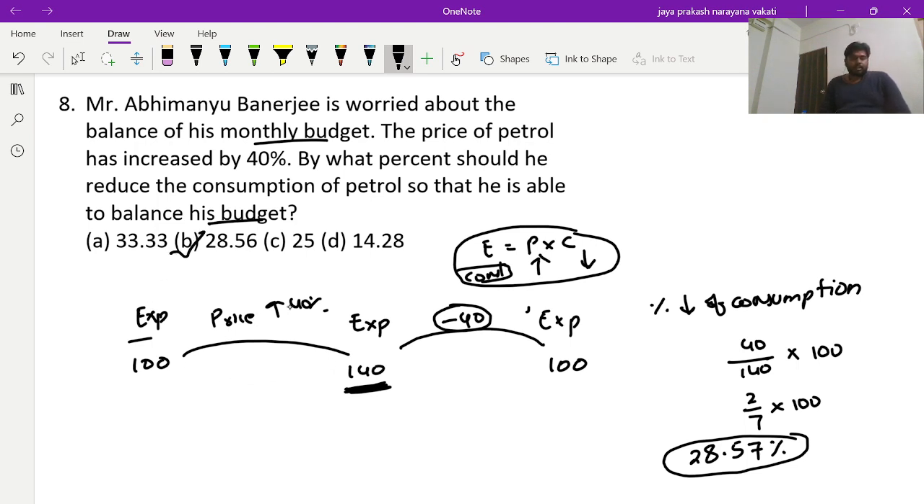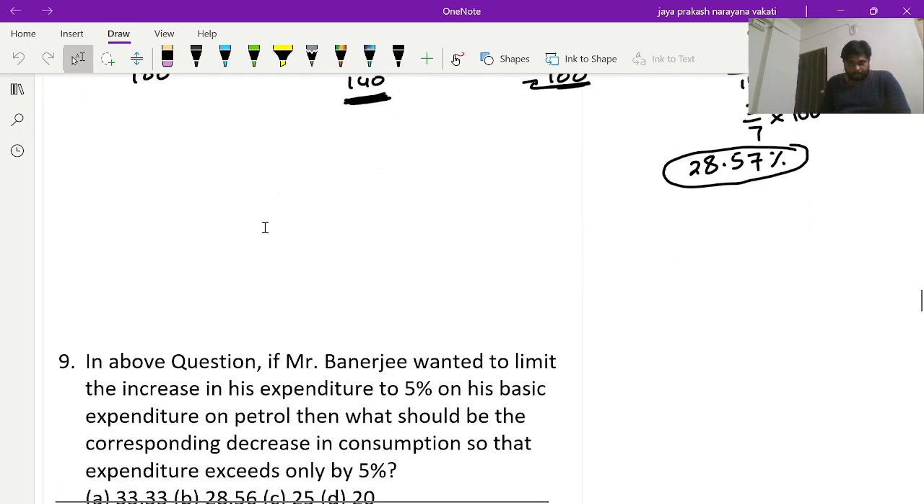I hope you understood this thing, guys. Because the price increased by 40%, it became 140, but you don't want to spend 140 rupees, you need to spend only 100 rupees. So that means you need to reduce your cost by 40 rupees. How? By reducing your consumption. So minus 40 upon 140 into 100. So let me go with the next problem.